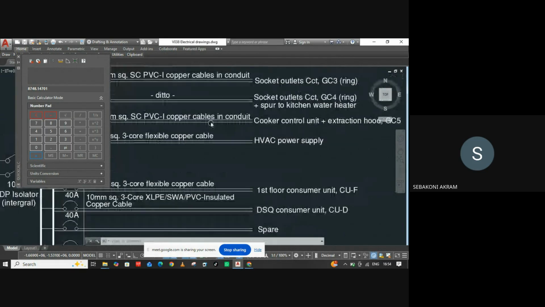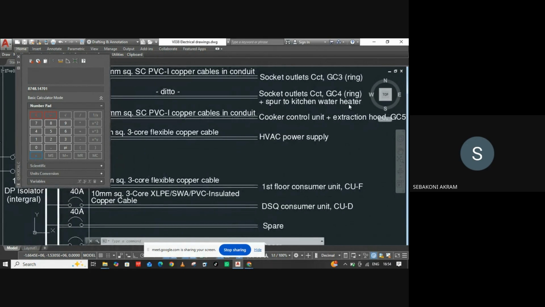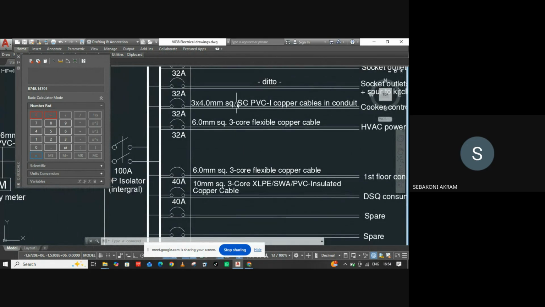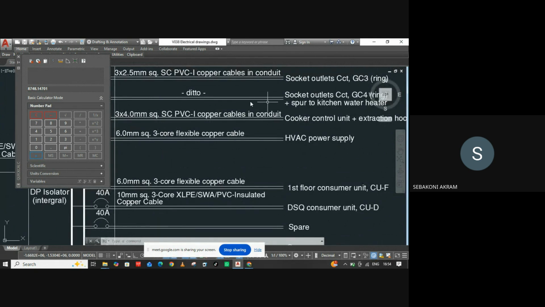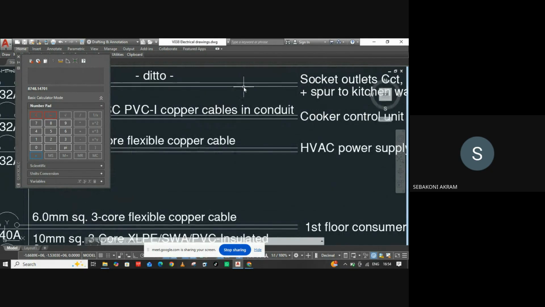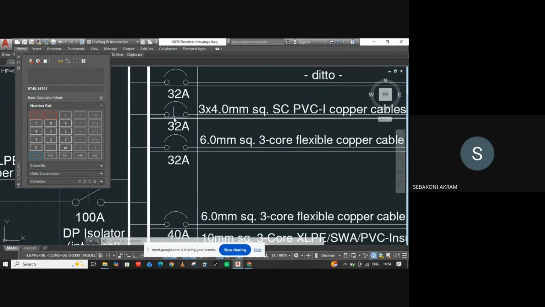So we come to the cooker. This cooker and extraction hood, I hope you all know that. We are giving it a 4, because this cooker, as I told you, the electrical load, the heating elements. You can even go and search about wattages, the load of these cookers, so you would really know why we're having that 4 there and the 32.